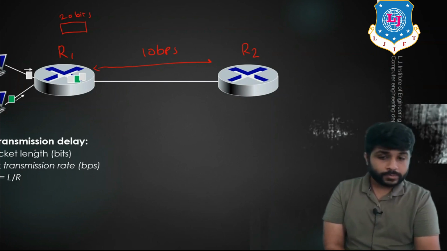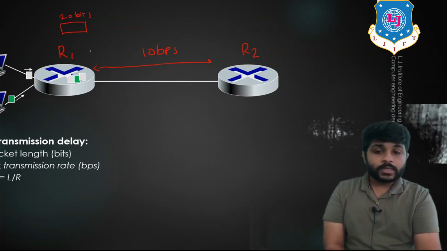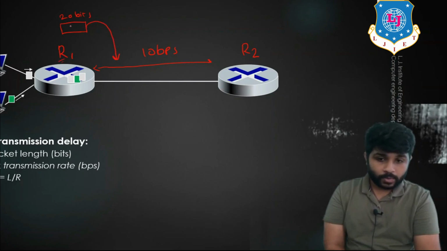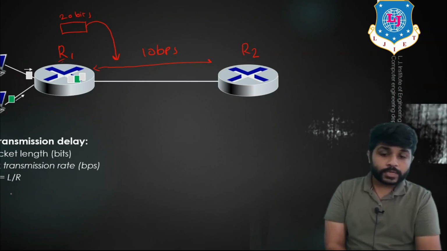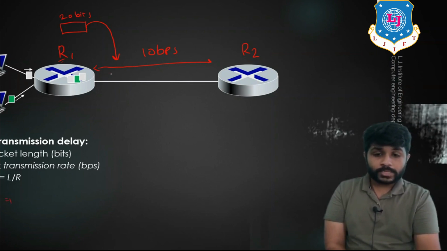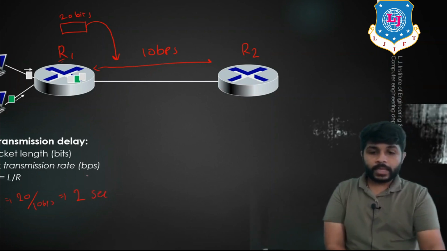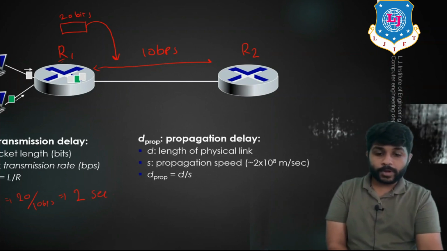Now what is the meaning of transmission delay? Transmission delay means the time required by the router R1 to put this packet onto the link. And the equation of transmission delay is L by R. So what is the length of the packet? It is 20 bits. And what is the rate? It is 10 bits per second. So what will be the answer? 2 seconds.